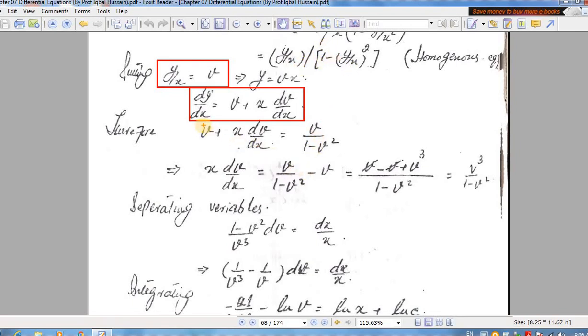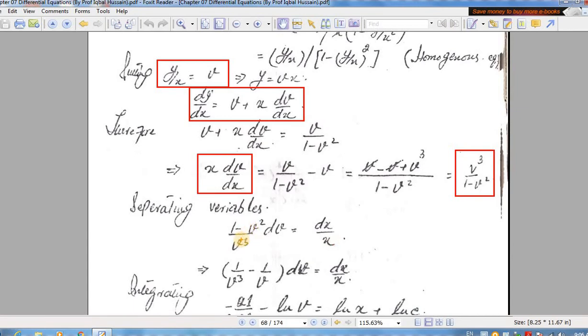Now simplifying this, taking LCM, we will get v minus v, this is minus v into minus v square is equal to v cube. Cancelling these two terms, we get v cube divided by 1 minus v square. Now separating the variables, we have this on one side and this on another side. These are the values which have been separated.